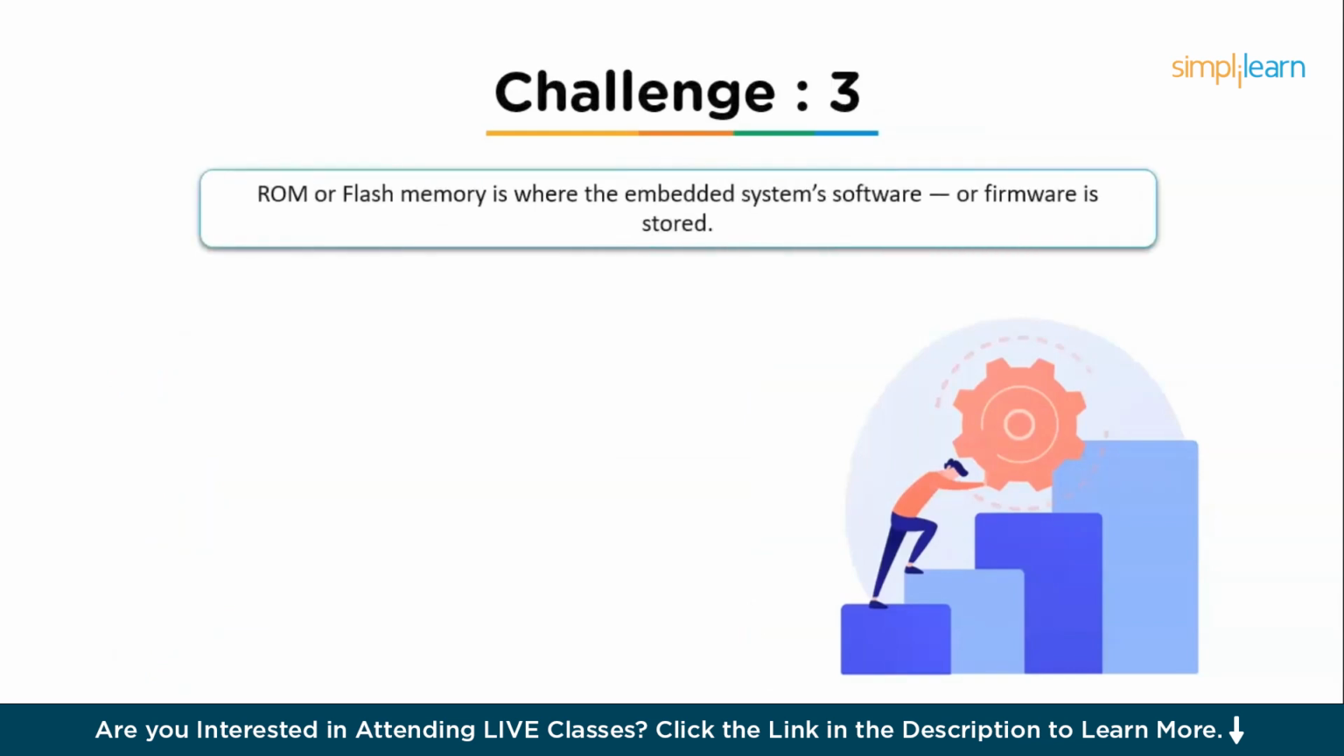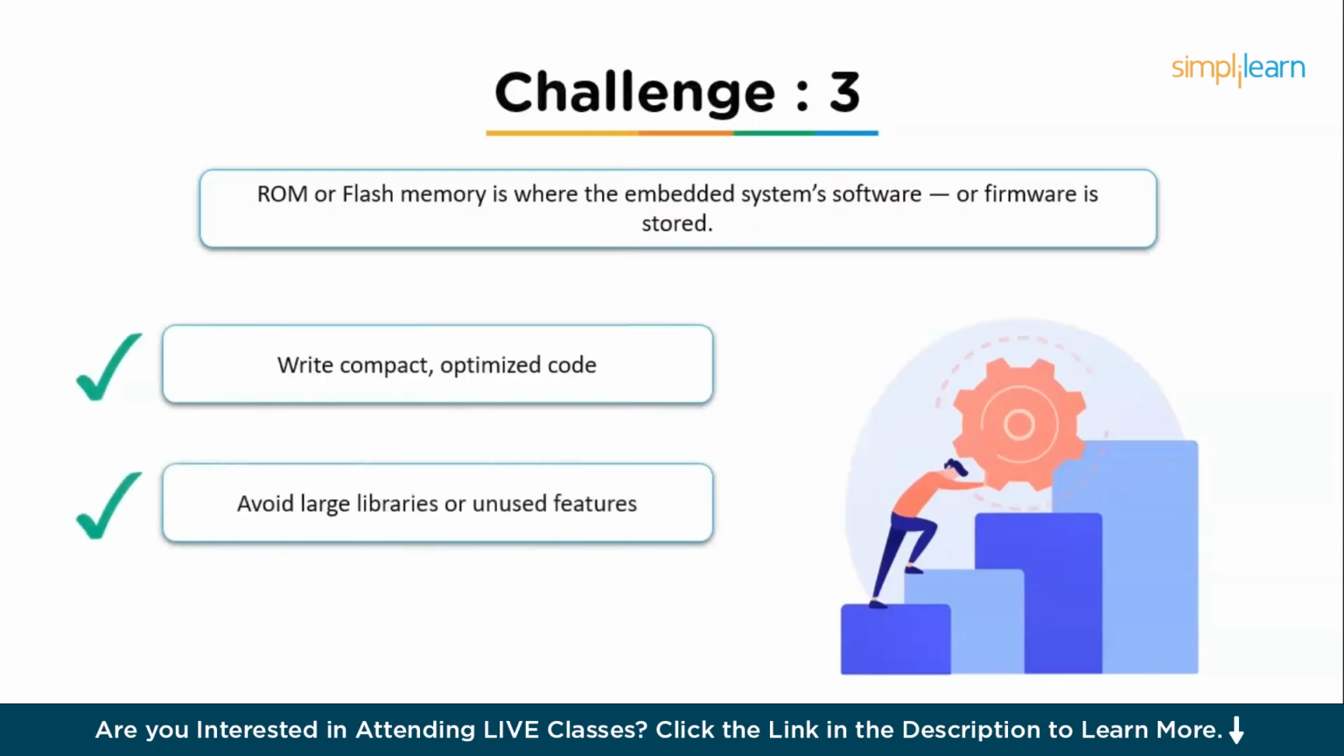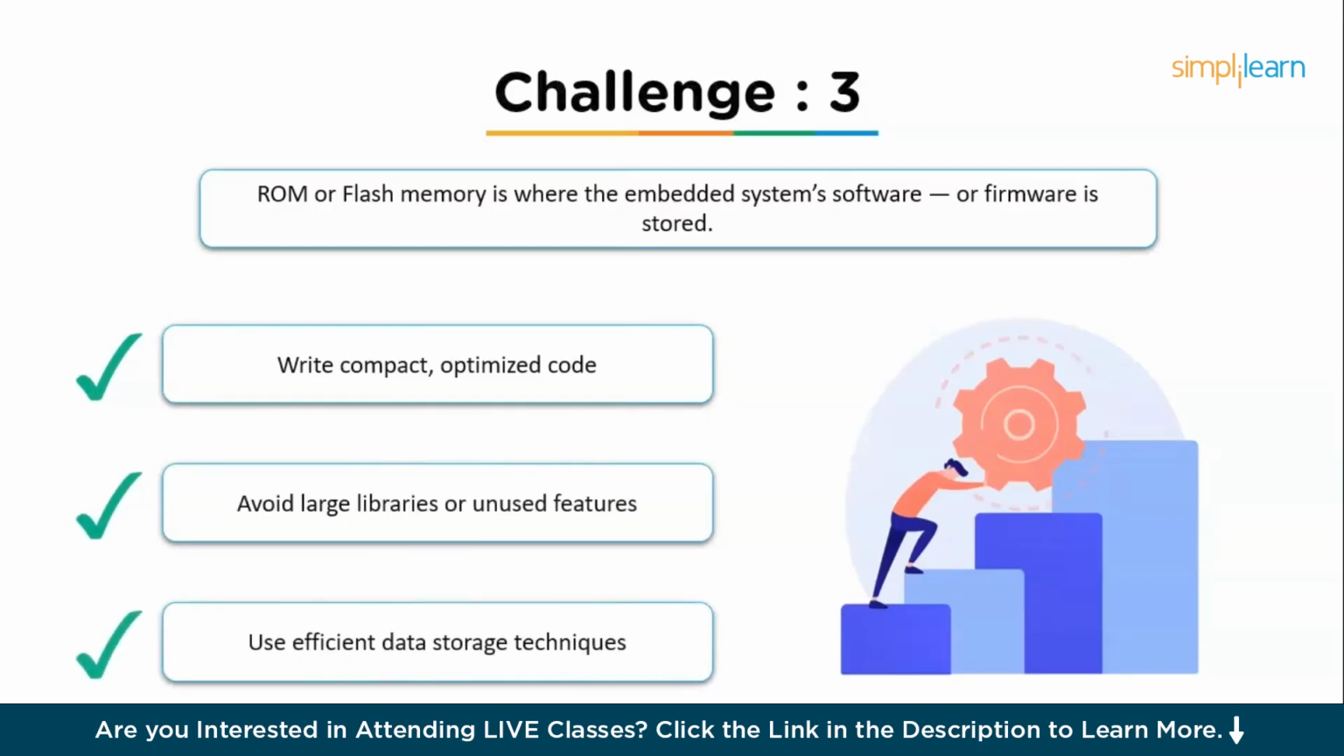Flash memory is where the embedded system software or firmware is stored. The memory is also very limited, sometimes 32 kilobytes or 128 kilobytes. So developers must write compact, optimized code. They should avoid large libraries or unused features. They should use efficient data storage techniques. So there's no space for bloated programs or unnecessary functions.